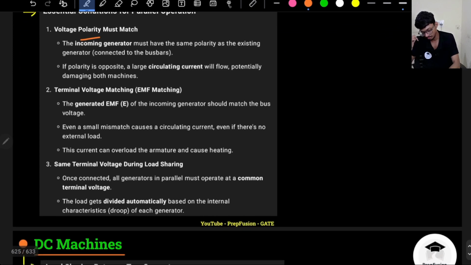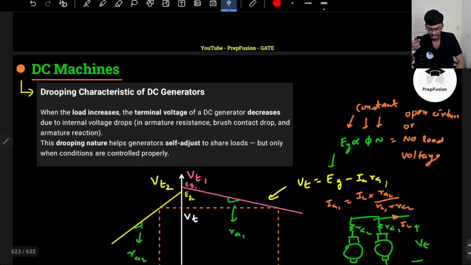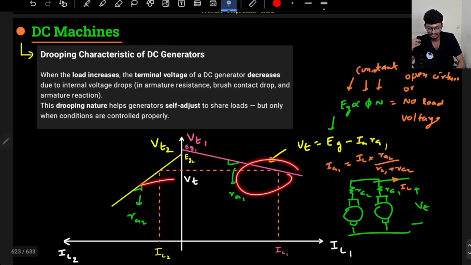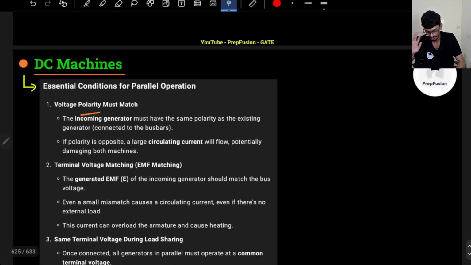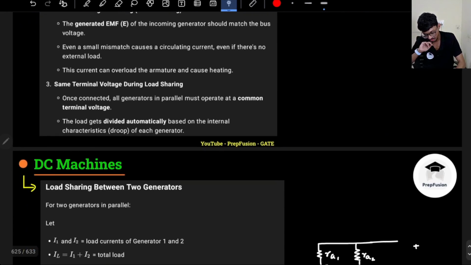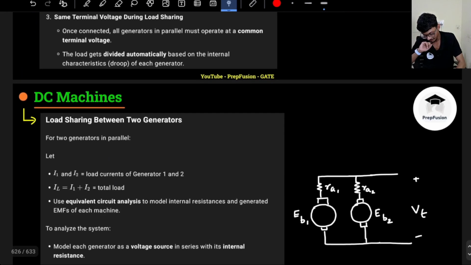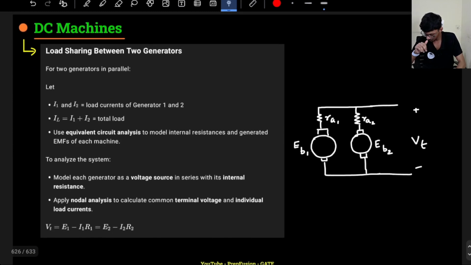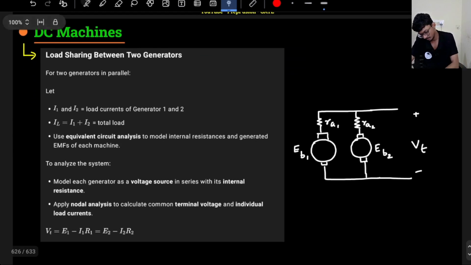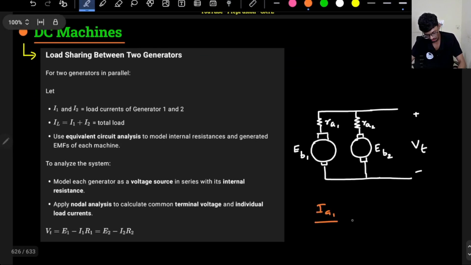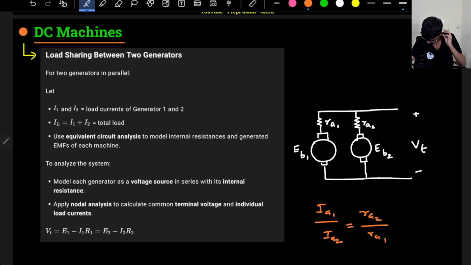Okay, and during loading also they should provide a common terminal voltage, and it's okay if their resistances are different, so they will share the load differently according to their resistance values, inversely proportional to their resistance values. Now, load sharing, already we have discussed how they will share the loads. So basically, IA1 upon IA2, already I have derived the formula, will be equal to RA2 upon RA1.